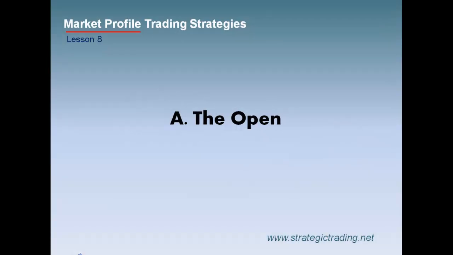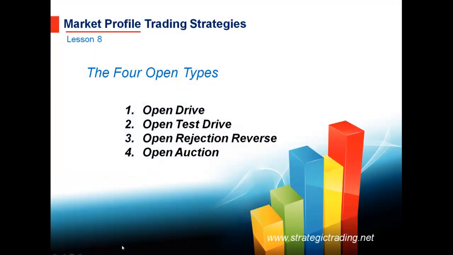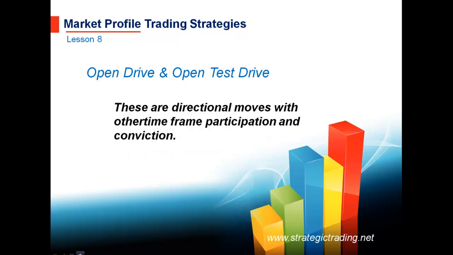All right, so back to the open. Let's review again from our last lesson. We covered that there were 4 different types of opens. We had the open drive and the open test drive, and today we're also going to talk about the 2 others that we didn't talk about in the last lesson, the open rejection reverse and the open auction. Let's review for a few moments the 2 that we did talk about, which are the open drive and the open test drive.